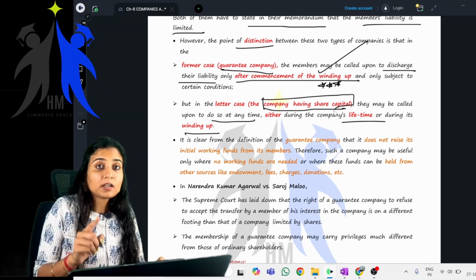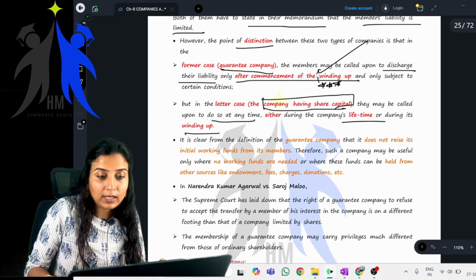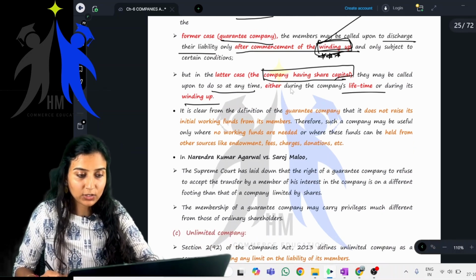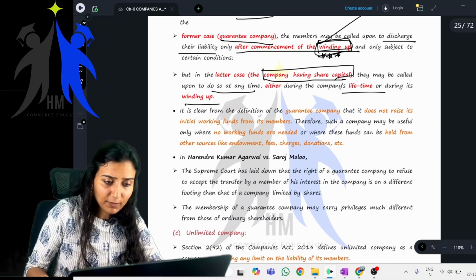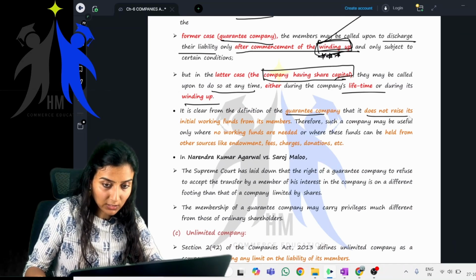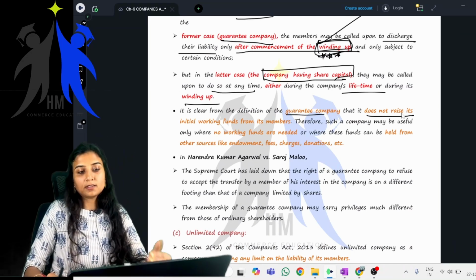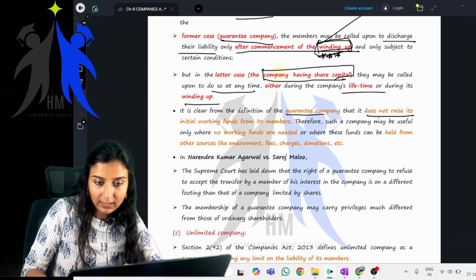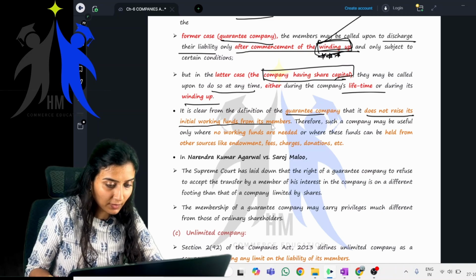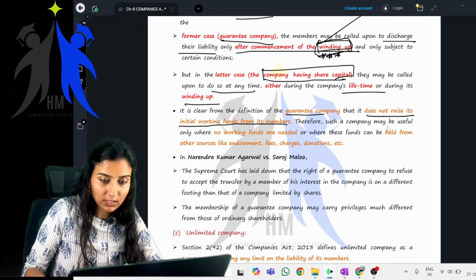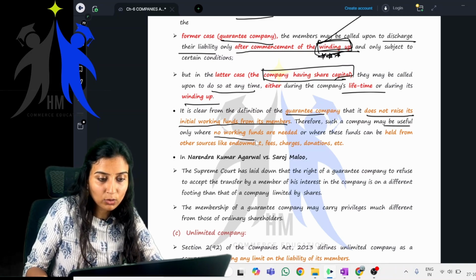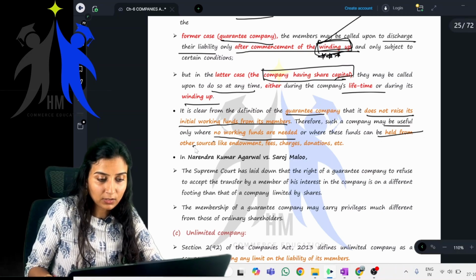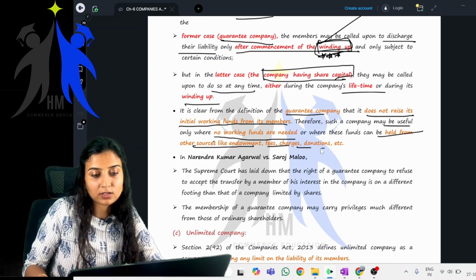But in case of company limited by guarantee, only and only during winding up. Understood? It is clear from the definition of guarantee company that it does not raise its initial working funds from its members. Therefore, such a company may be useful only where no working funds are needed, or where these funds can be held from other sources like endowment, fees, charges, donations, etc.